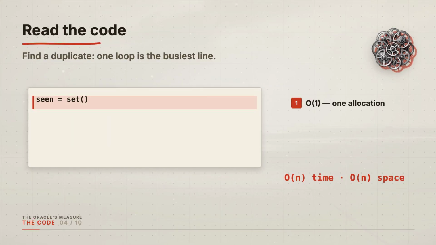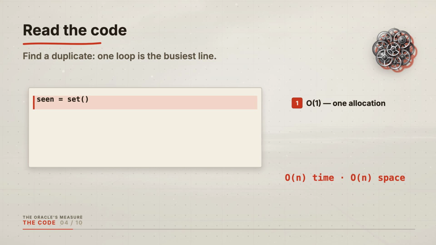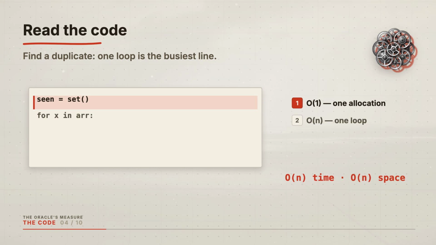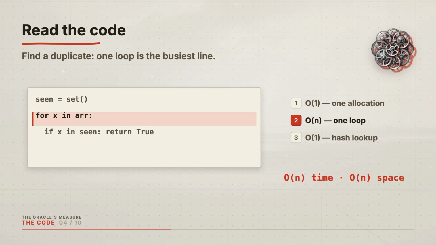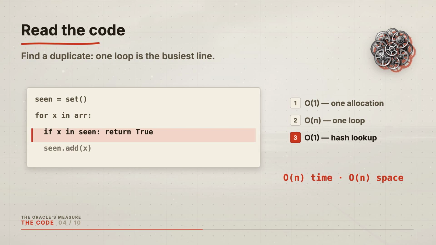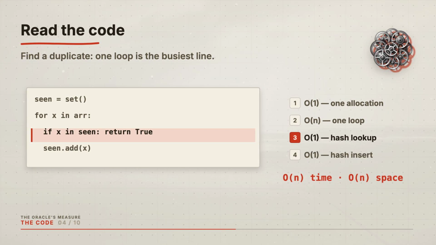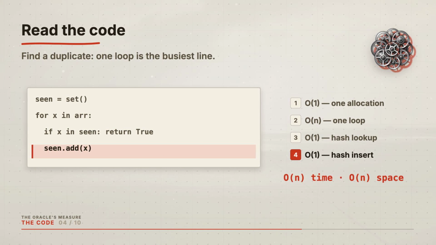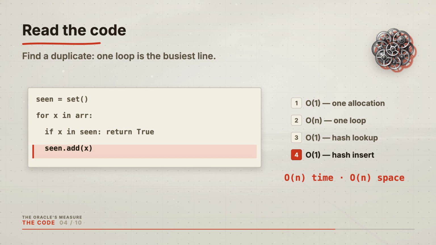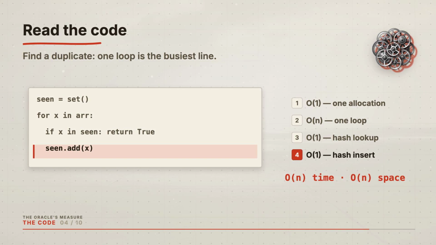Here is a function that finds a duplicate in an array. It builds an empty set, then loops once over every item, checking and inserting as it goes. There are no nested loops and no recursion that branches. The busiest line is the loop body, and it runs exactly n times. The oracle reads this as linear time, and because the set can hold up to n items, linear space too.